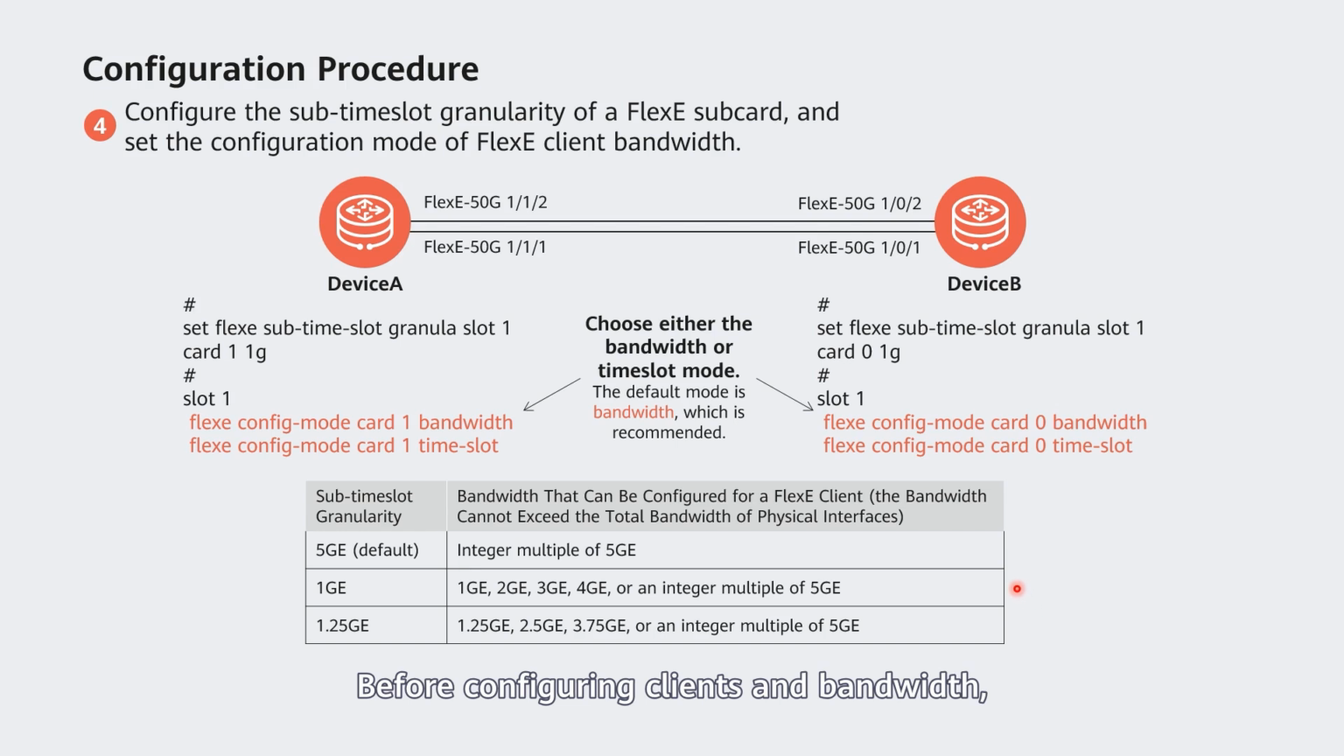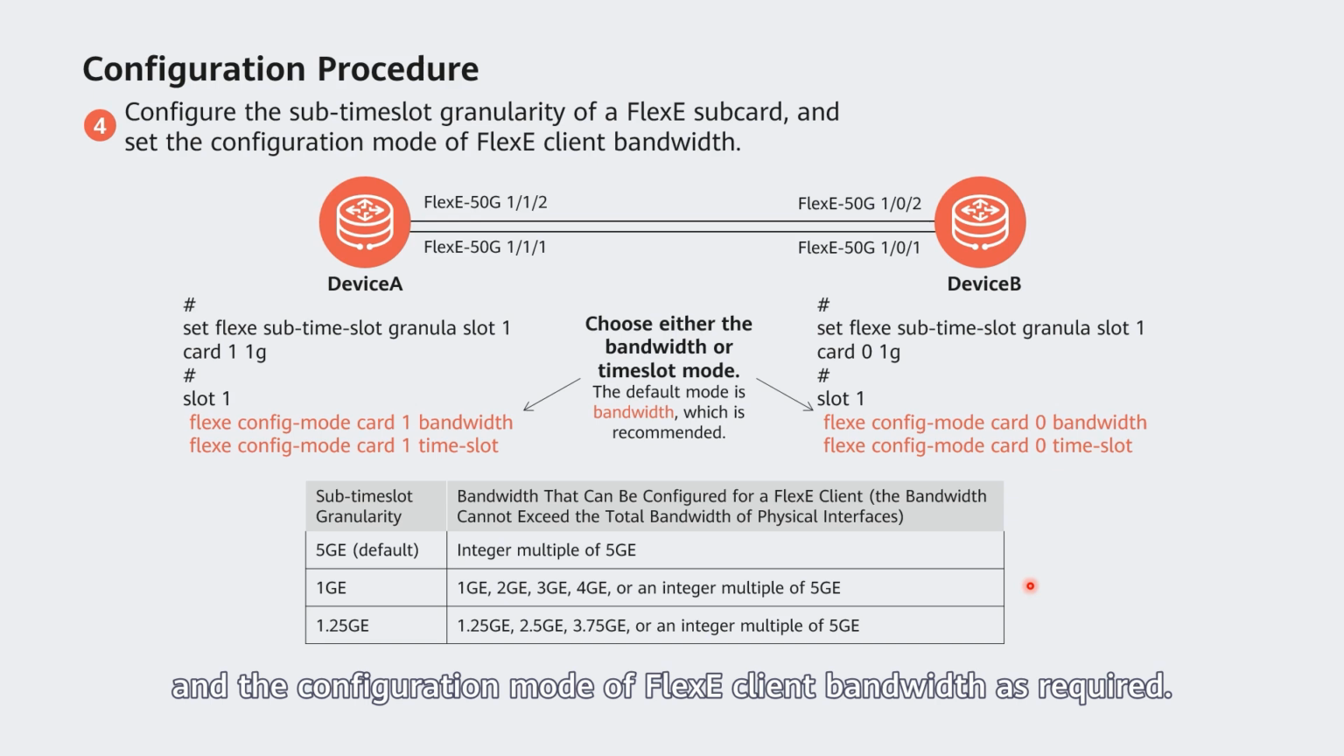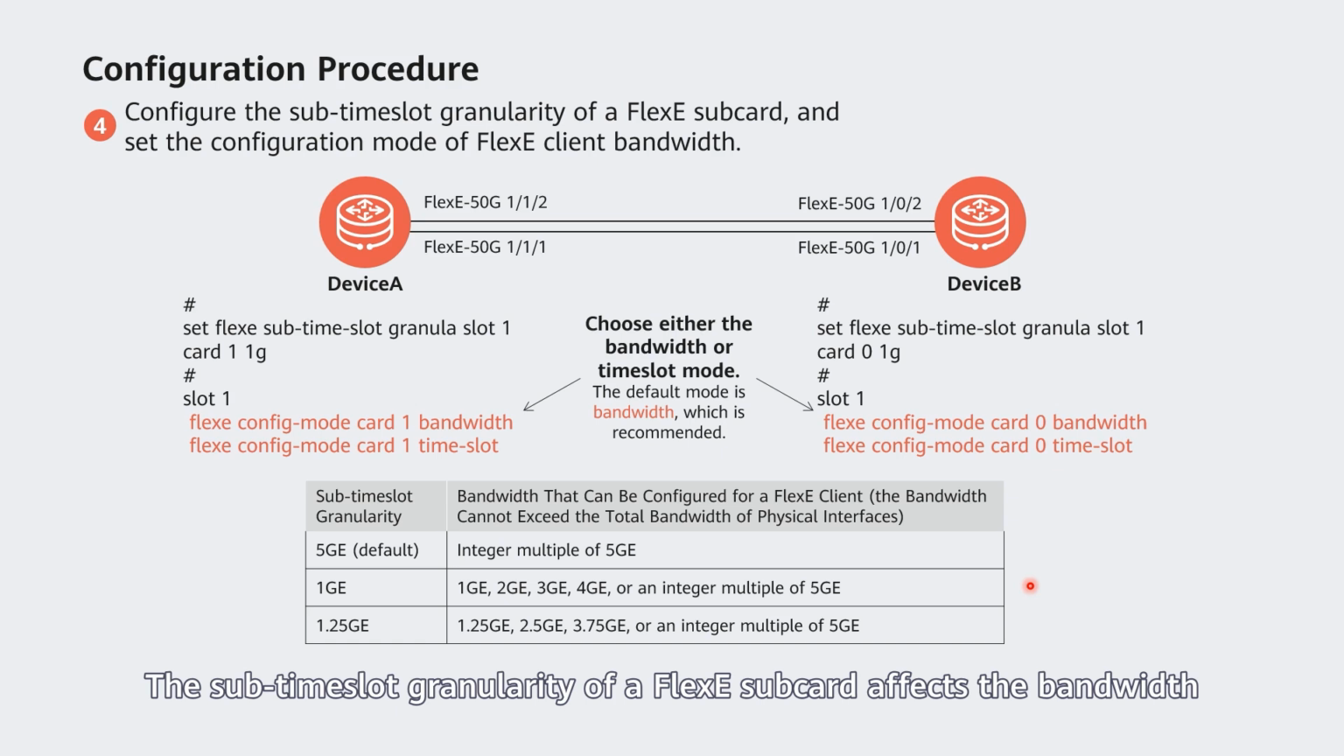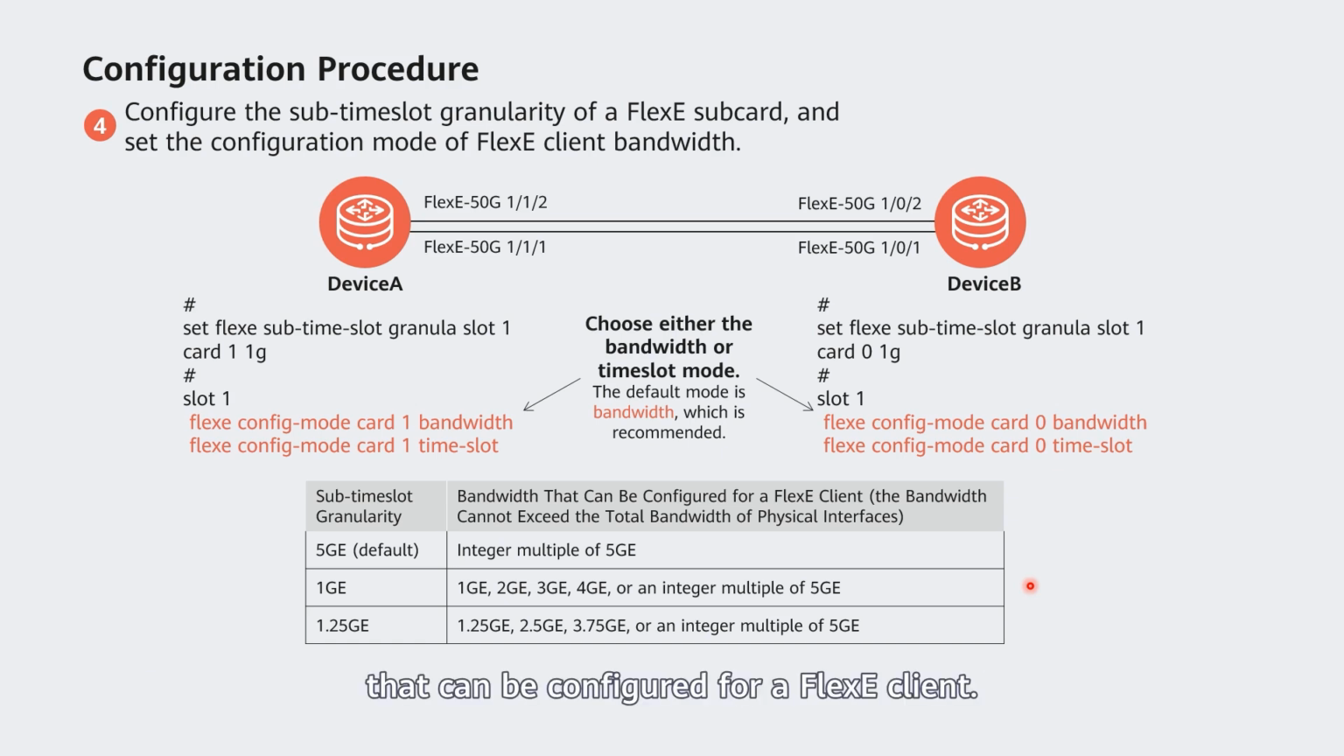Before configuring clients and bandwidth, select the sub-timeslot granularity of a FlexE subcard and the configuration mode of FlexE client bandwidth as required. The sub-timeslot granularity of a FlexE subcard affects the bandwidth that can be configured for a FlexE client. For example, if the bandwidth to be configured is 4 gigabits per second, 15 gigabits per second, 20 gigabits per second, or 30 gigabits per second, set the sub-timeslot granularity to 1 gigabit per second. Otherwise, the 4 gigabits per second bandwidth cannot be allocated.